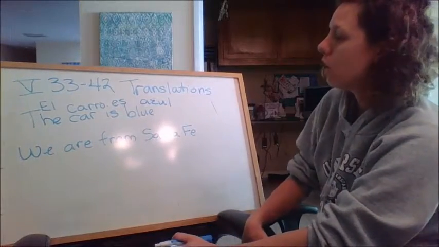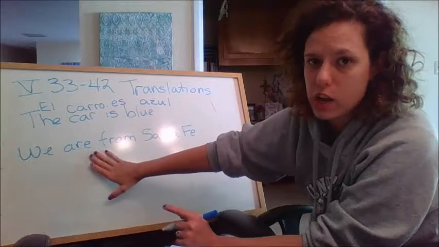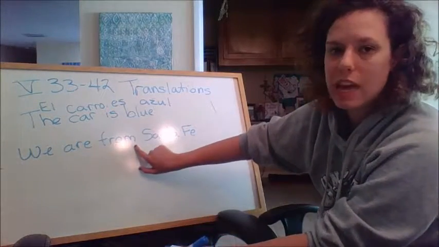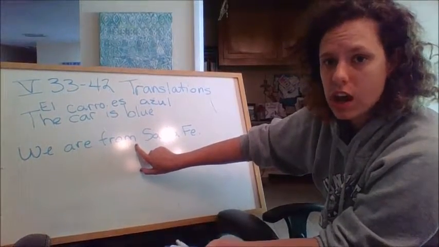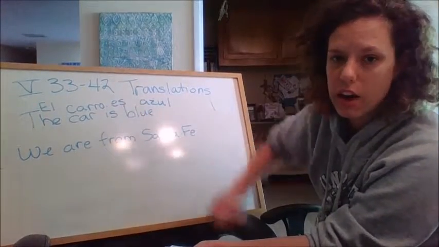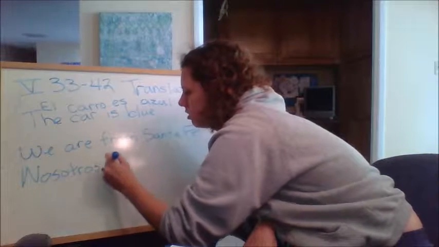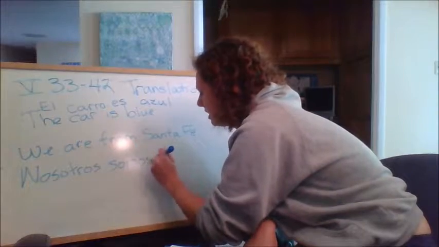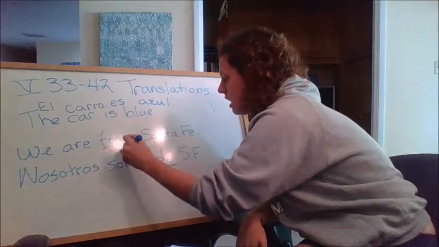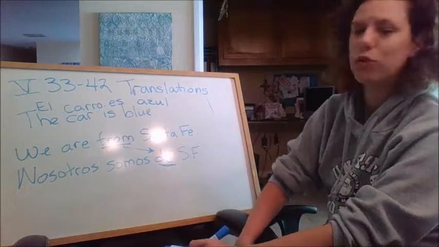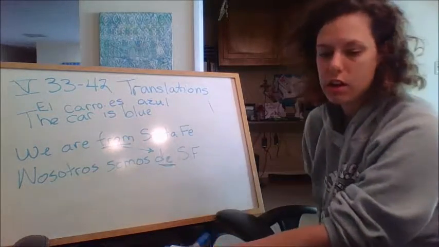Okay. We are. Is this a location or condition? You might be tempted to say that it is a location, but it is not telling you where someone is currently. If you're telling where somebody is from, which is an origin, that means we have to use ser again. So we have nosotros somos de Santa Fe. Okay, "from" is that key word I told you for ser. If we have "from," then it probably is going to be ser.